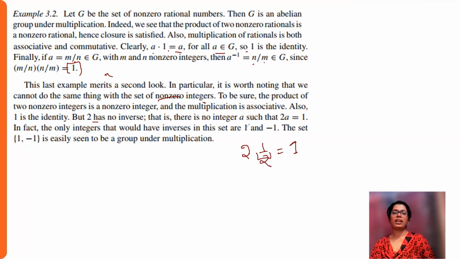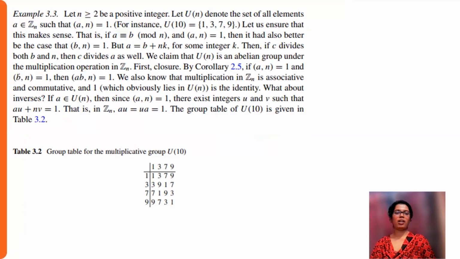So from there, we can say that only 1 and minus 1 have a multiplicative inverse among the integers. But this is true if we take the number 0 out of the rationals, that will form a group. But if we take the non-zero integers, that is not going to form a group.